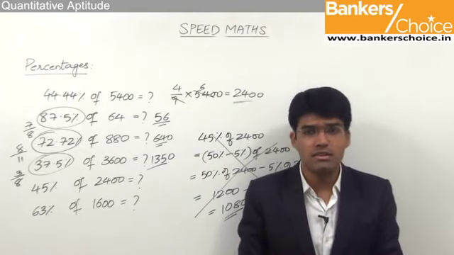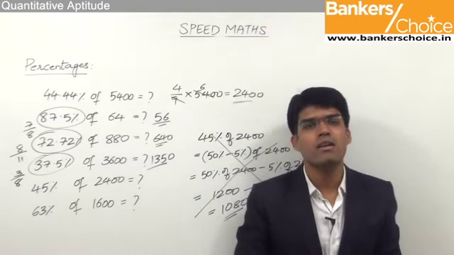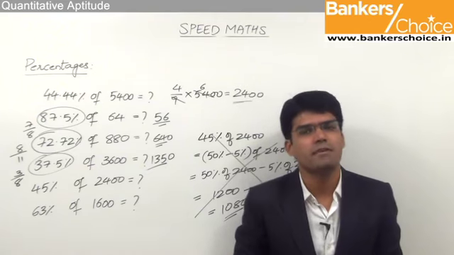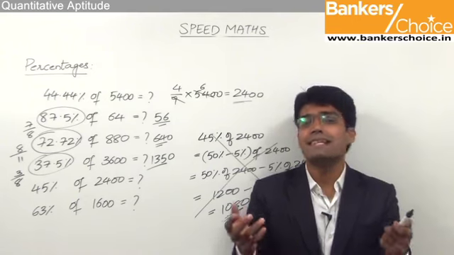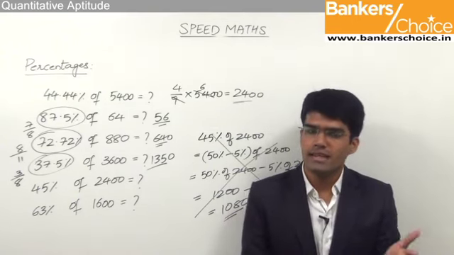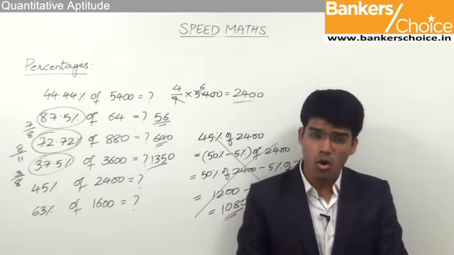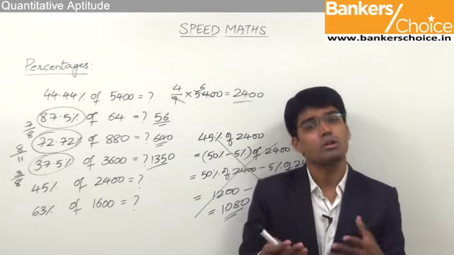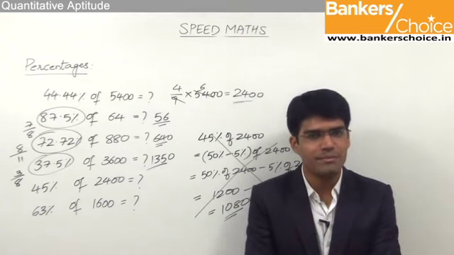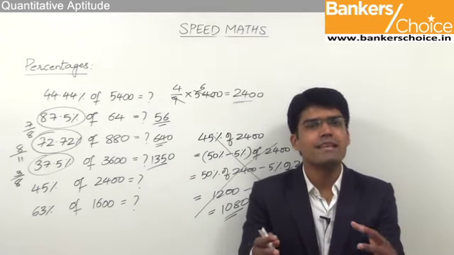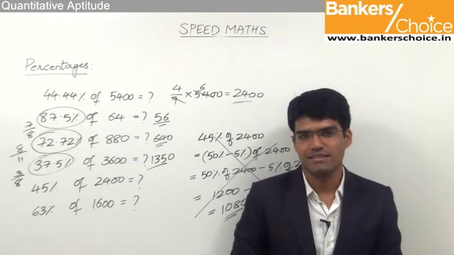And as I've already mentioned, there is no hard and fast rule that always 45 should be taken as 50 minus 5. Here we are taking it as 50 minus 5 only because it is comfortable for us. Otherwise it can also be taken as 40 plus 5 or 30 plus 15 or 20 plus 25 as per your convenience. So try to break the percentage as per your convenience and merge the calculations to get the answer.